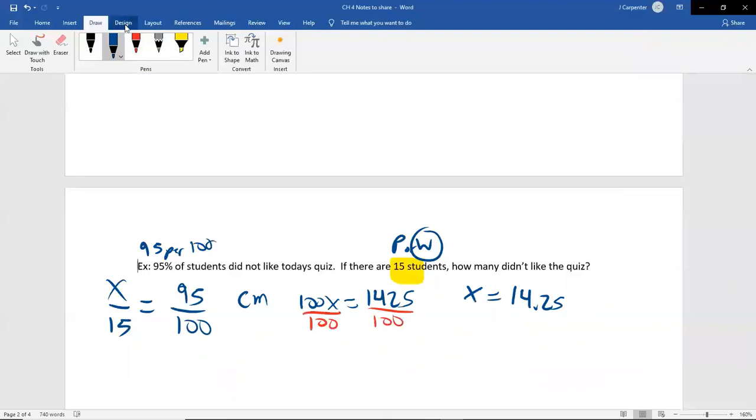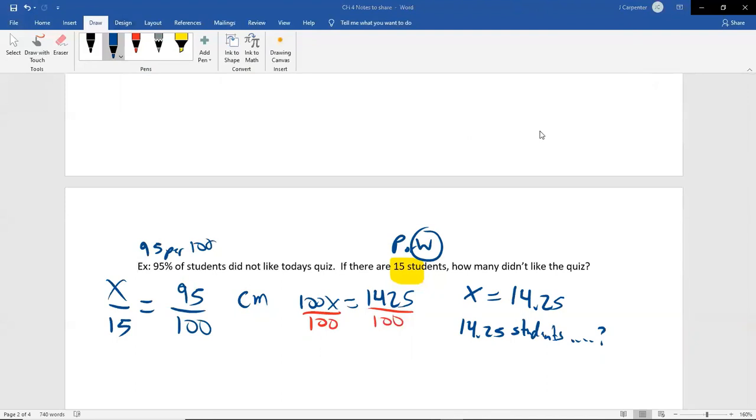And for this type of problem, I'm going to say that this is not a great answer for two reasons. First of all, there's no units, so it's a horrible answer. So that says it's 14.25. What's the units? We're talking about students. 14.25 students?